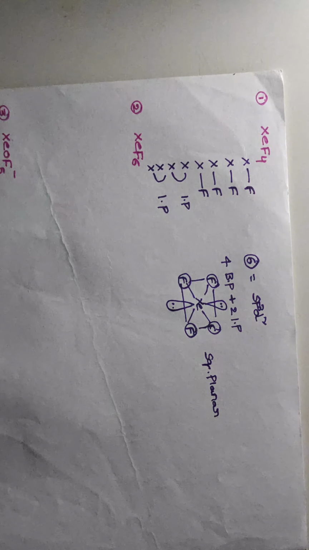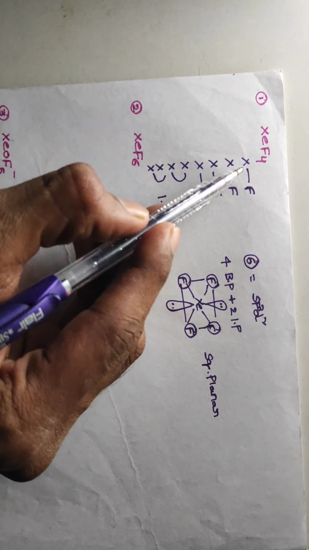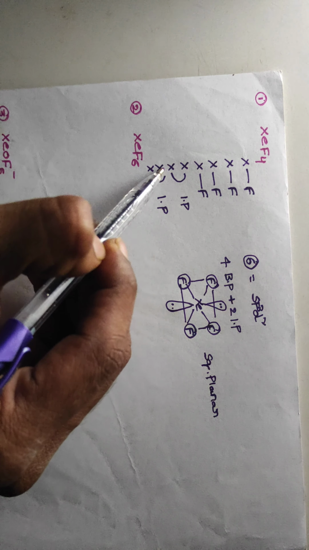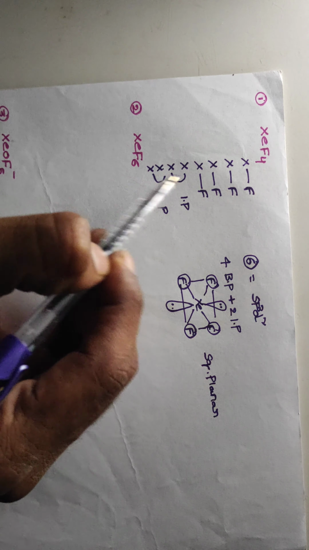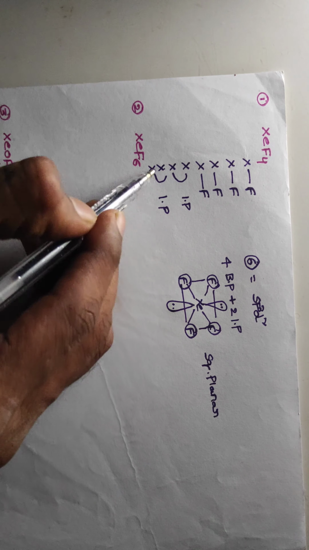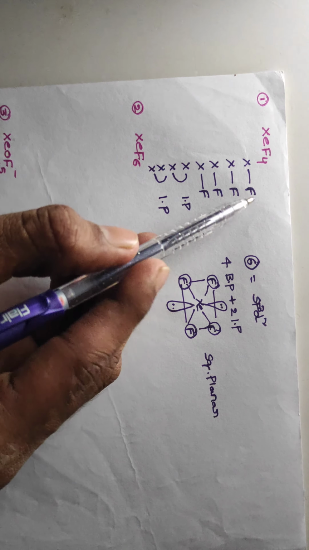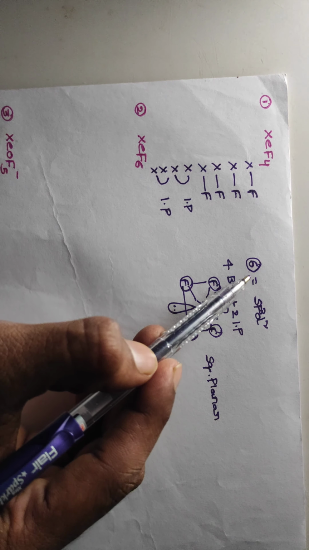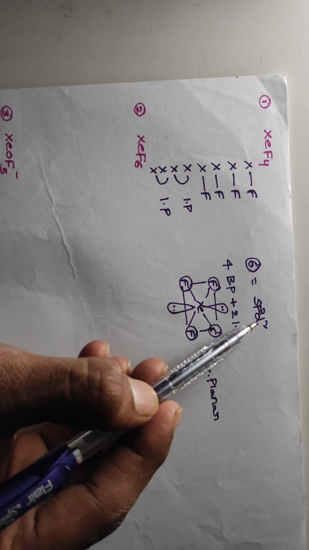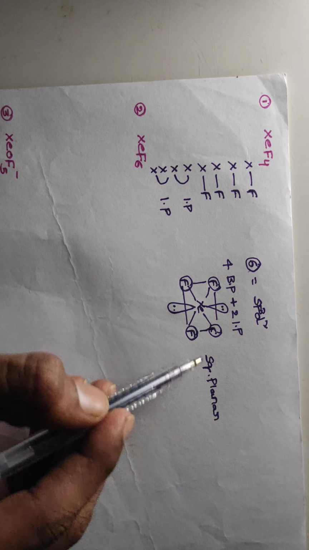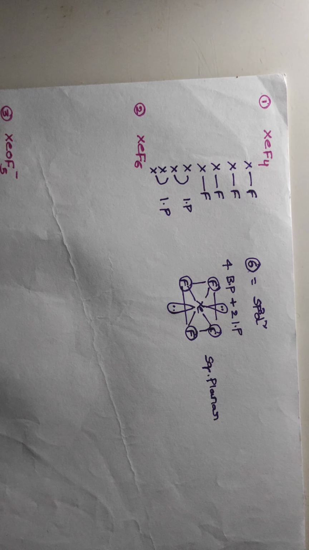So XeF4 molecule, the central atom is xenon. Xenon is the 8th group element, so 8 electrons in its outermost shell. Xenon is bonded with 4 fluorine atoms. Every 2 remaining electrons act as a lone pair. These 2 electrons act as a lone pair, these 2 electrons act as one lone pair. So total number is 6. The number of bond pair electrons plus number of lone pair electrons is 6. So hybridization is sp3d2, with 4 bond pair electrons and 2 lone pair electrons. So the shape is square planar with sp3d2 hybridization.